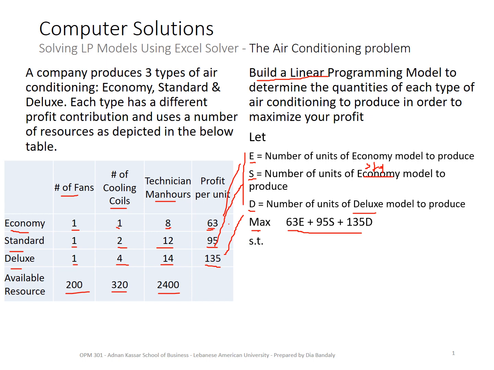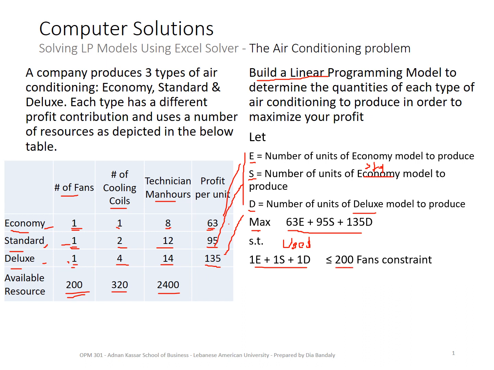Subject to, what are my constraints? I need to meet the requirements. I cannot exceed the available resources. So for the fans, I have a maximum of 200 fans. This is the available amount, but how can I quantify how much I'm using? I multiply each requirement by the quantity that I want to produce of each product. So it's one times E plus one times S plus one times D. Remember that this part always represents the used resource, while the right-hand side represents the available. This is used and this is available.